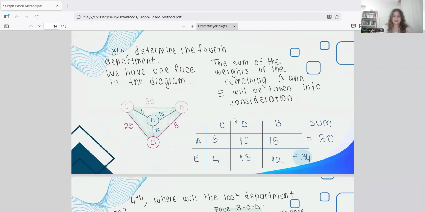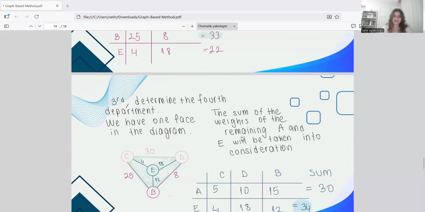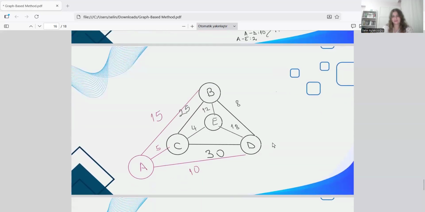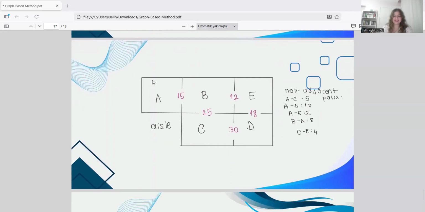Let's go back to limitations of the method. So non-planarity problem. Relationship diagrams are usually non-planar. Arcs cross when they are drawn on paper. And a non-planar graph cannot be directly converted to a block layout without losing some adjacencies. So you see it here. It's really hard, but it's a really easy heuristic to apply. So I guess it's acceptable. But here it is, our block layout.